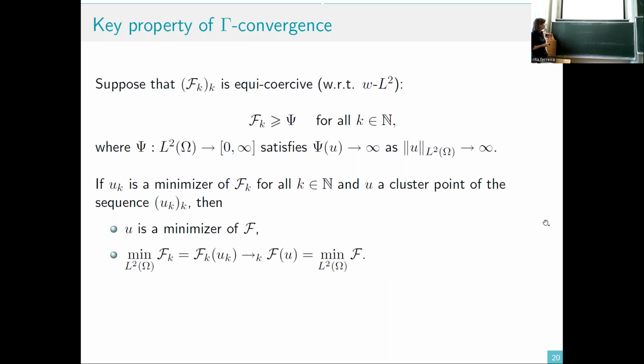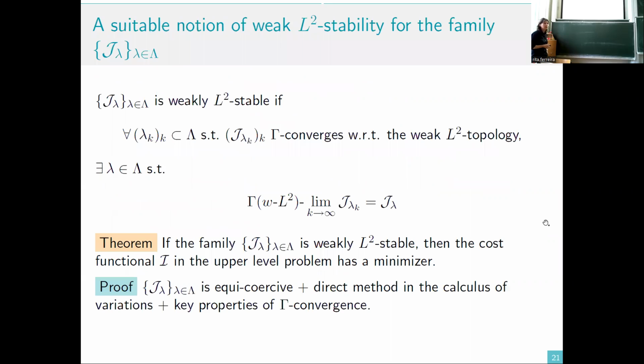So then I am now ready to say what this notion of stability is. We say that a given family of functionals is weakly L2 stable if you take any sequence and look at the corresponding functionals, and if it does gamma converge with respect to the weak L2 convergence, then the gamma limit has to be an element of your family. So what is in the family stays in the family. I don't know if it gamma converges, but if it does, it has to be to an element of the family. That's when we say that it is stable.